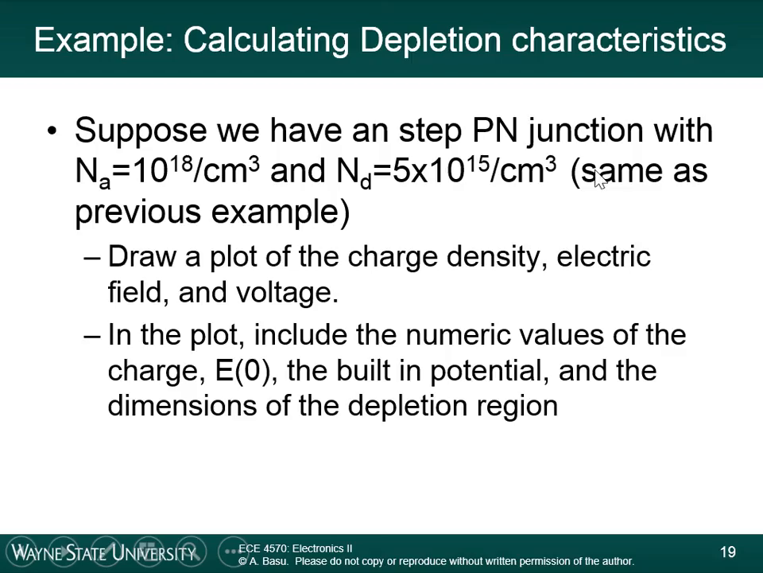So also keep in mind that I could also give you a problem on an N plus P junction, where the N side has a higher doping than the P side. So in that case, you should be able to draw the charge density, electric field, and electrostatic potential plots in both cases. Fair enough?